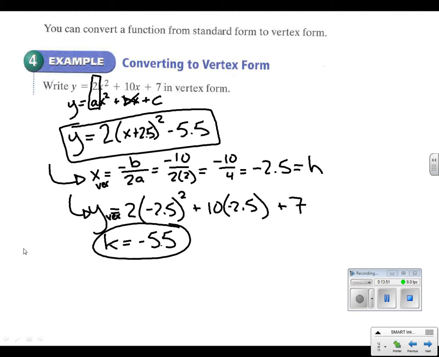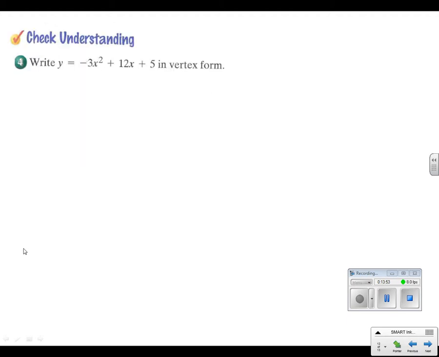All right, so those are the steps. Your job is to take this equation and turn it into vertex form. Good luck. If you have questions, we'll go over it in class.